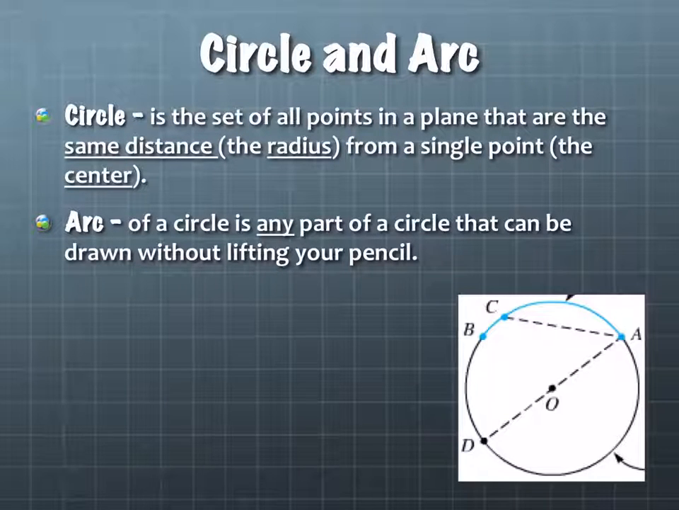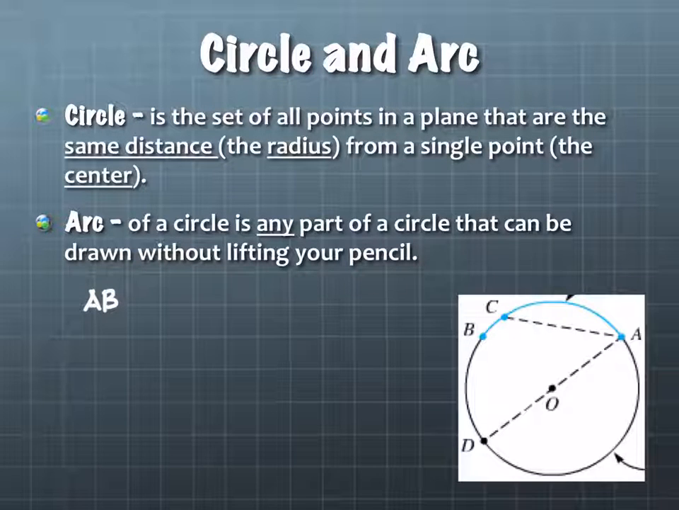And then an arc is any part of the circle that can be drawn without lifting your pencil, your finger. So if you see up in blue on the top, there are actually 3 arcs in that blue section. There's arc AC, arc CB, and arc AB. And so that you have some notation for that, let's say we talk about the arc AB on here.